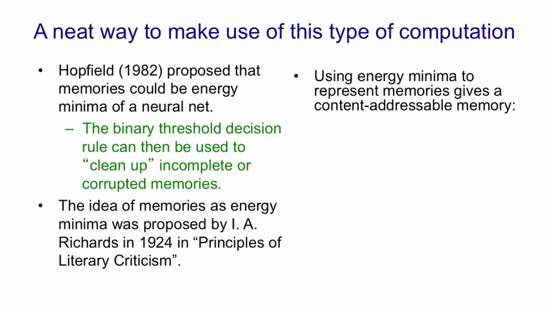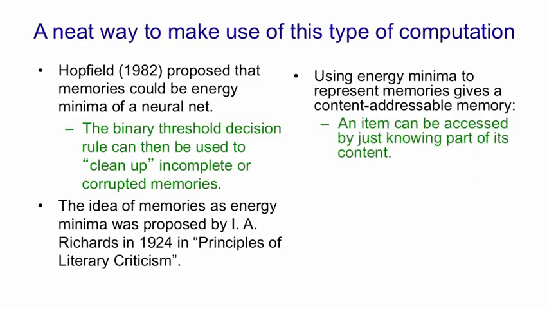Using energy minima to represent memories gives a content-addressable memory, as Hopfield realised, so that you can access an item just by knowing part of its content. I can tell you a few properties of something. That'll set the states of some of the neurons in the net, and if you've put the other neurons in random states and now go around applying the binary threshold rule, with a bit of luck, you'll fill out that memory to be some stored item that you know about.